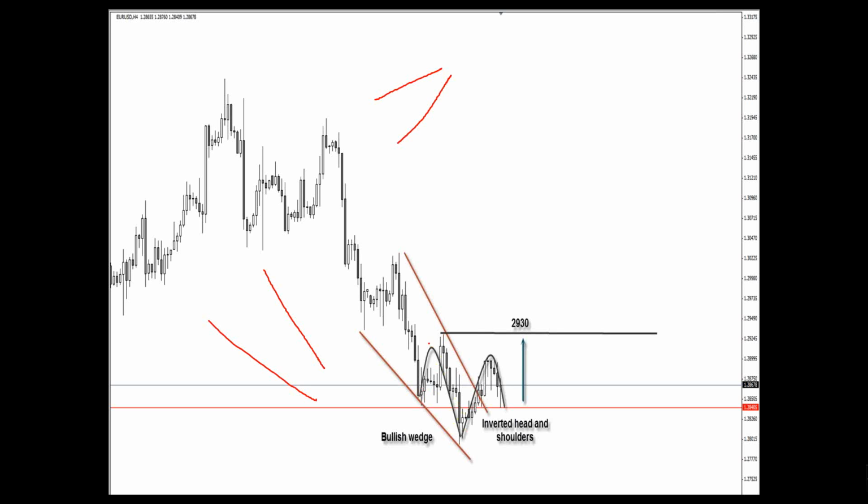Inverted head and shoulders. Again, we need to draw a trend line, and that trend line goes around here. Let me make this a little bit more visible. So this is a left shoulder, and this is a head, and it goes like this. The neckline is usually drawn after the break of this high or this high. So the price will break the trend line, retest the resistance, and go subsequently to the upside. And it happened later.